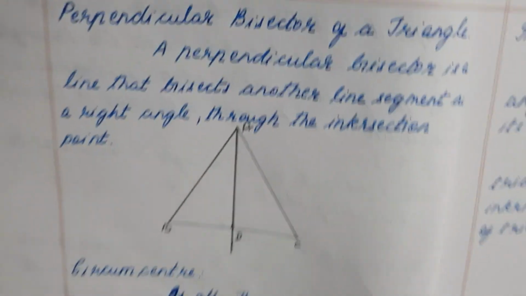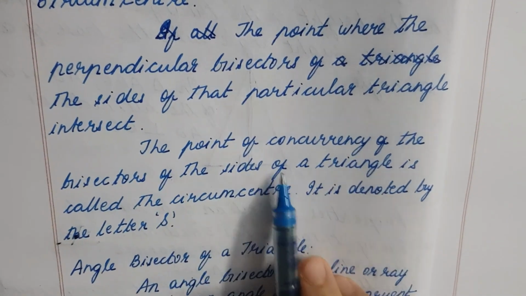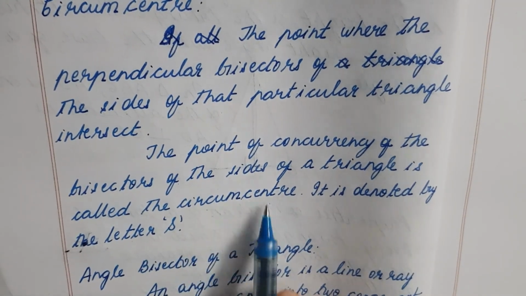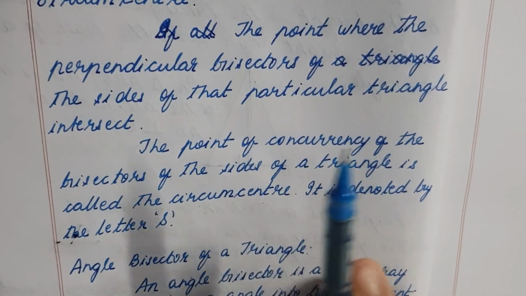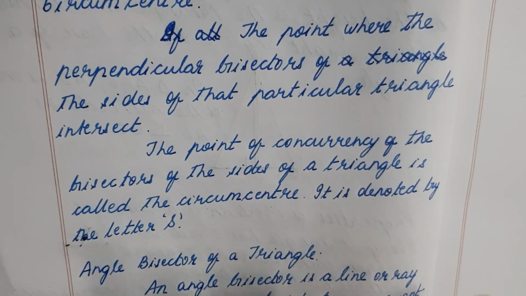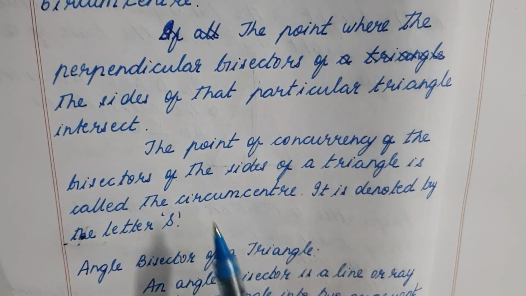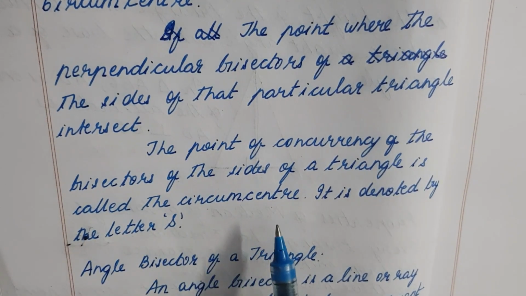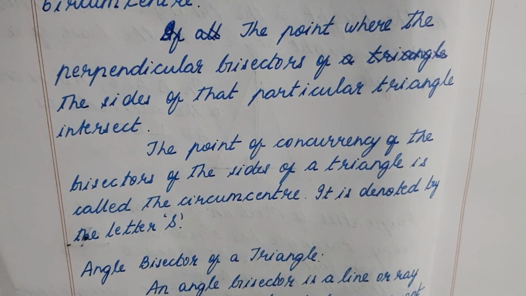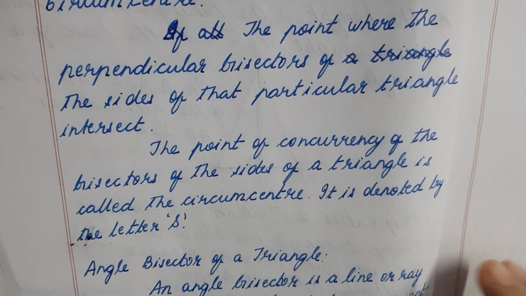Moving on to circumcenter. The point of concurrency of the bisectors of the sides of a triangle is called the circumcenter. It is denoted by the letter S. So the point of concurrency na என்னது? Where எல்லா லைன்ஸ்க்கும் ஒரு பாயிண்ட் வந்து காமனாக இருக்கும். ஸோ that is called as the point of concurrency of the bisectors of the sides of a triangle is called the circumcenter. ஸோ அது பைசெக்ட் பண்ணும். ஸோ எங்கே வந்து எல்லா லைன்ஸும் ஒரு காமன் பாயிண்ட்டாக வந்து அது பைசெக்ட் ஆகுதோ that is called as the circumcenter and it is denoted by the letter S.